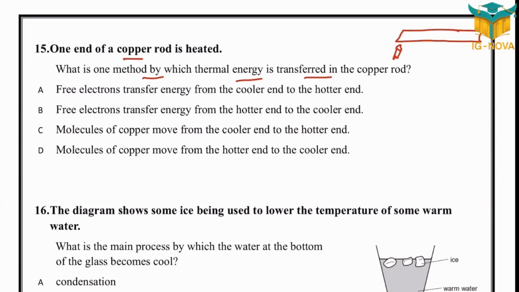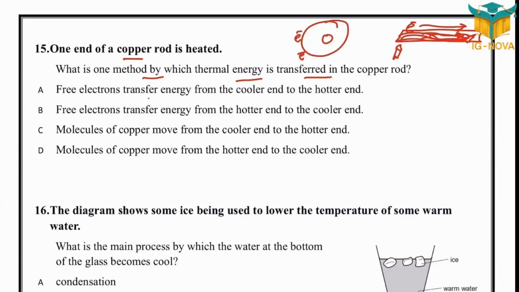Copper, like any atom, has free electrons at the outer shell energy level. So the electrons will transfer along the copper rod. This is the main method. Vibration happens, yes, but it's mainly by this flowing of electrons because of heat energy. By the way, this is the same method as electricity transfer. Electrical conductivity happens by the flowing of electrons. The same idea here, but by heat.